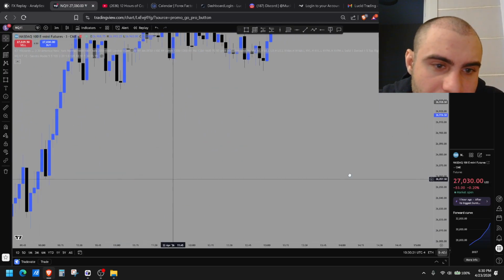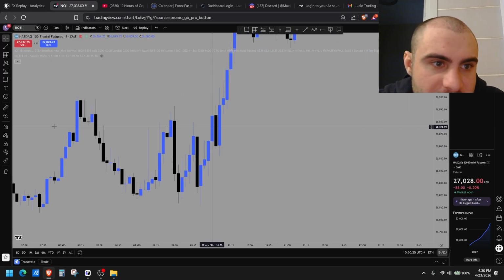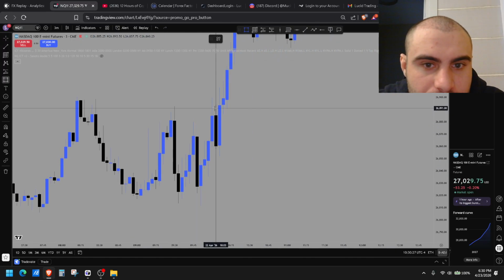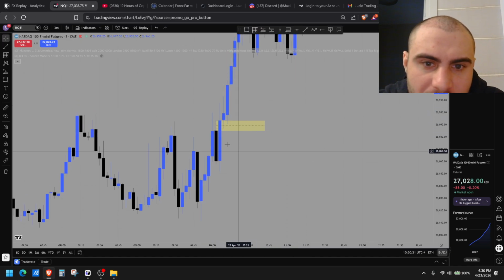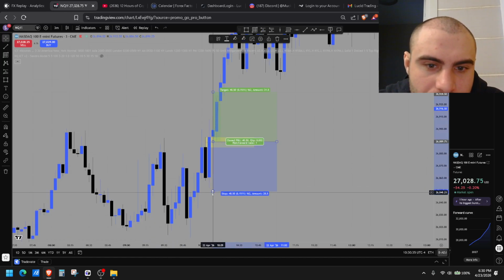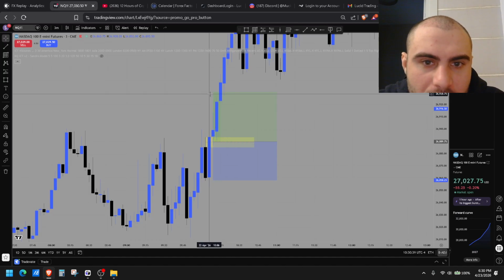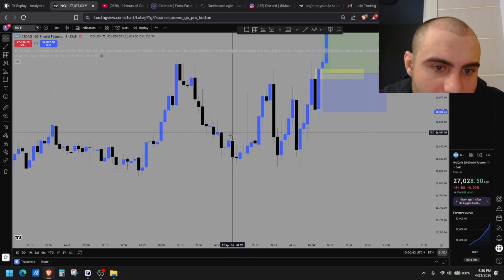That is a good example. This is like a continuation EOB. So this candle right here, EOB zone, open low, the wick hits the EOB zone, you enter. Stop loss at the EOB low, which is this right here, and target whatever you want to target. That's another example.